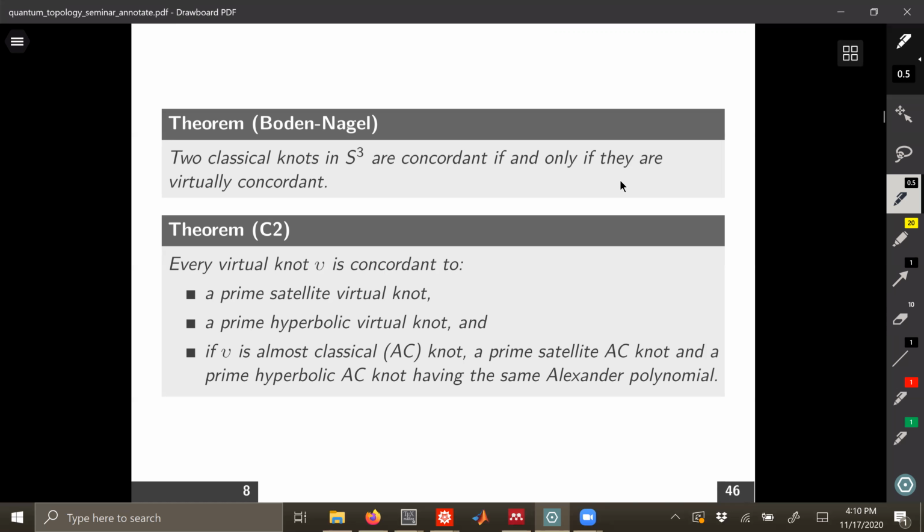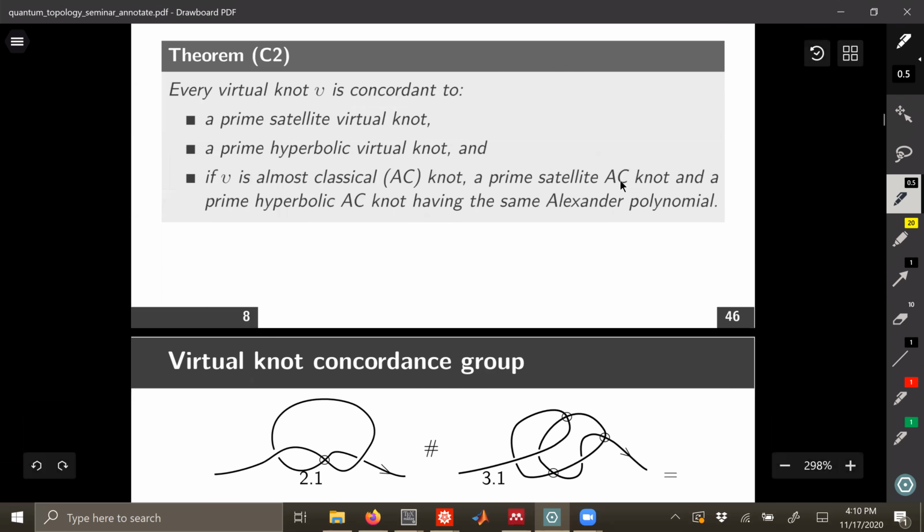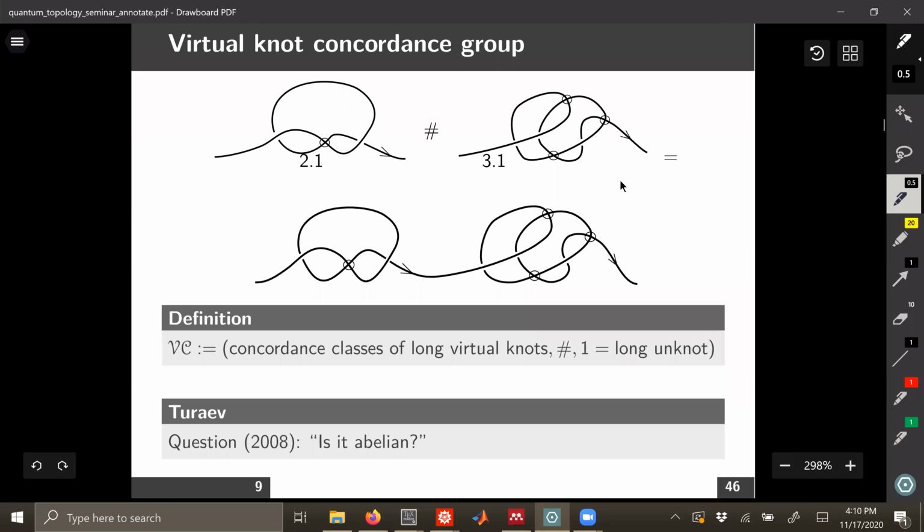Okay, so that's just something to point out about how those concordance classes behave.